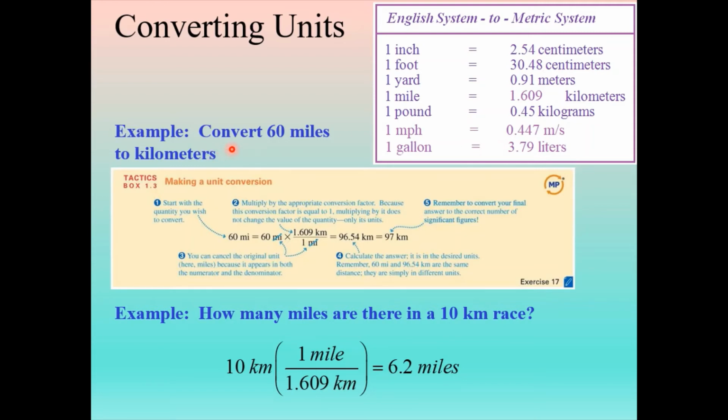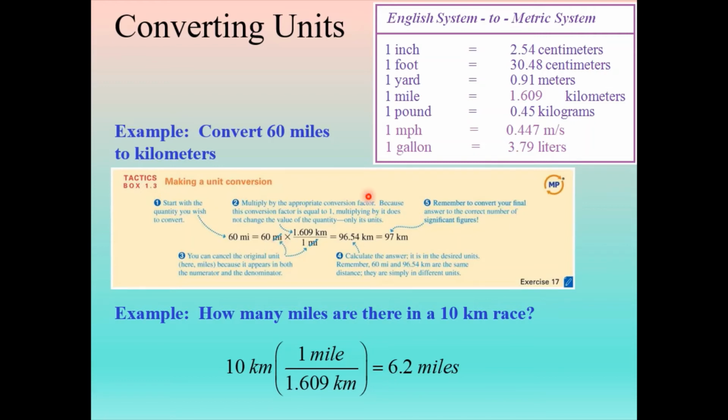So for example, let's say we're asked to convert 60 miles to kilometers. So what we do is, and by the way, this is shown in more detail in your textbook in one of these so-called tactics boxes, and you can look at this in more detail on your own. But basically, to convert 60 miles to kilometers, we start with the 60 miles, and we write that here again if you want to, and what we're going to multiply by is the conversion factor.